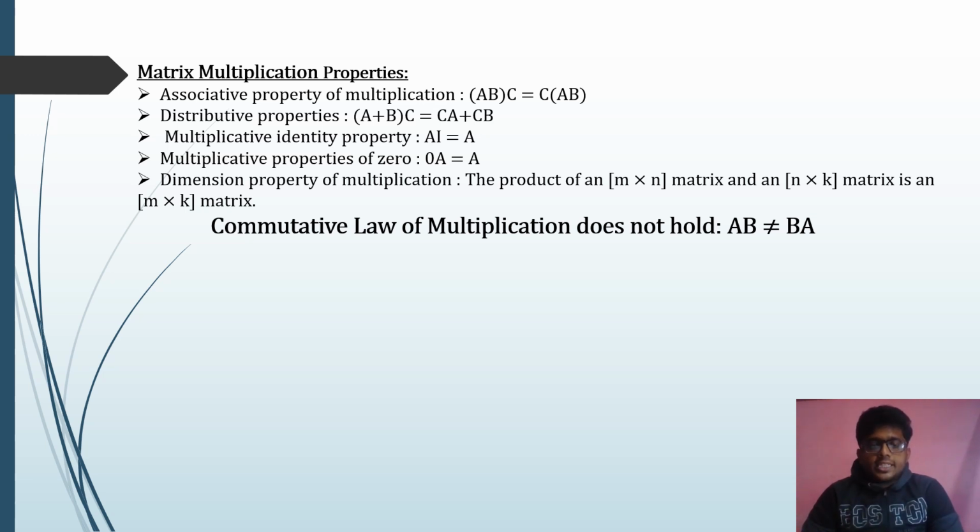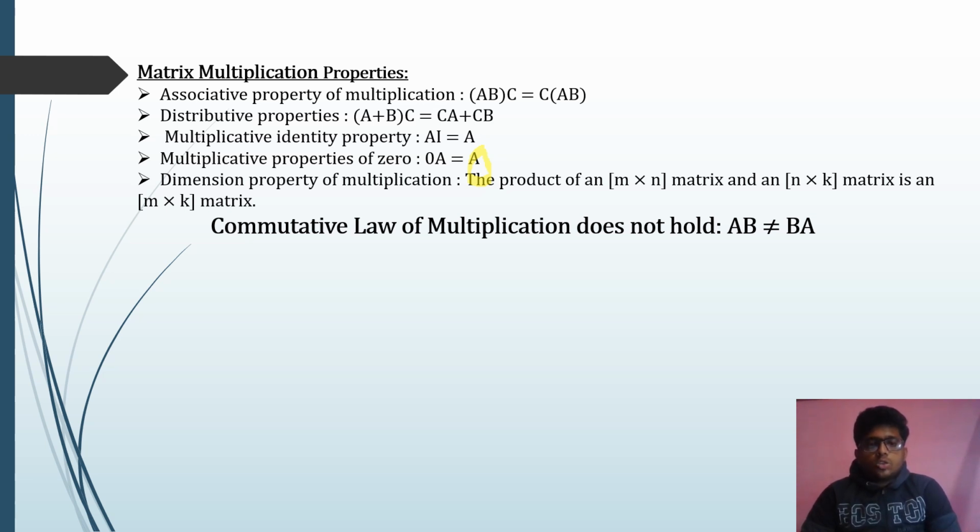Here there is a mistake, the term should be 0, that is not the A. So the dimension property, I have said to you that if there is a product of m cross n and n cross k, the result is an m cross k matrix.